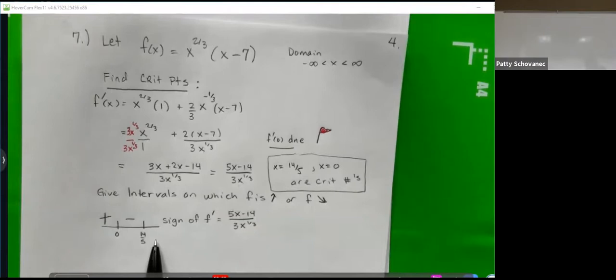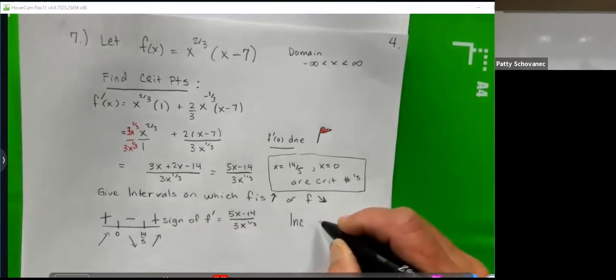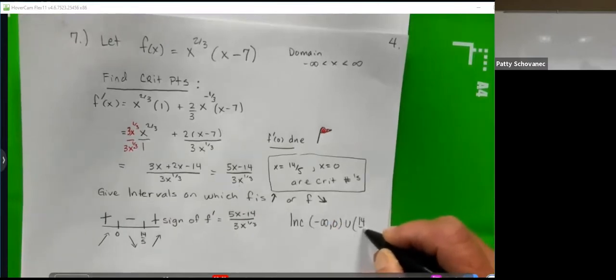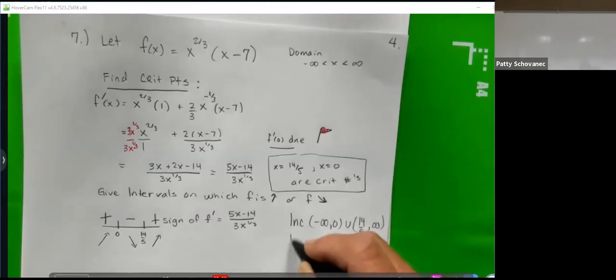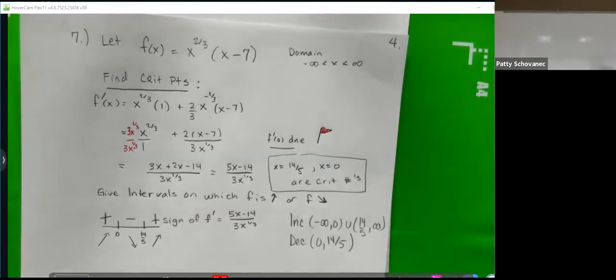Here I can use 8 as my test point because the cube root of 8 is a positive number. 5 times 8 is 40, minus 14 is positive. So there's my rising, falling, rising. I got that it increases to the left of 0, and then again to the right of 14 over 5, and it decreases in the middle. But I know my graph is not going to be this nice smooth graph like that. I'm going to have something funky happening at x is 0.